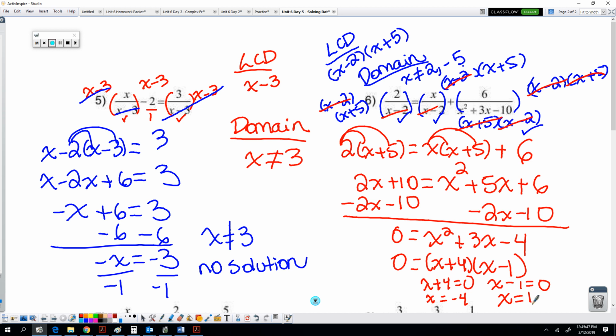Now, if you take a look at negative 4 and 1, does it appear in my domain? It doesn't, so that's why these 2 are definitely my answers, because it said x cannot be 2 and negative 5.